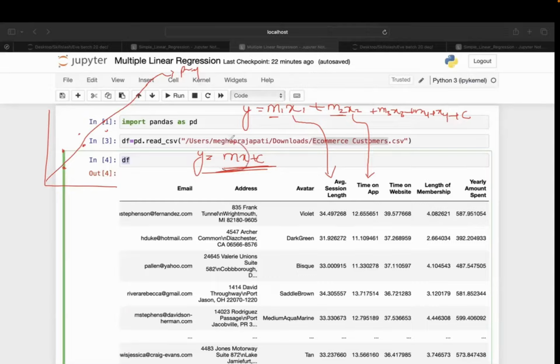Previously, since it was simple linear regression, I had just the mx. Now, since I have multiple linear regression, I need to give every feature its m and x, where m is the slope or importance and x is that particular feature: m2 x2 for this feature, m3 x3 for this feature, m4 x4 for this feature. Here m is the slope, and x1, x2, x3, x4 are the features. Getting the point?